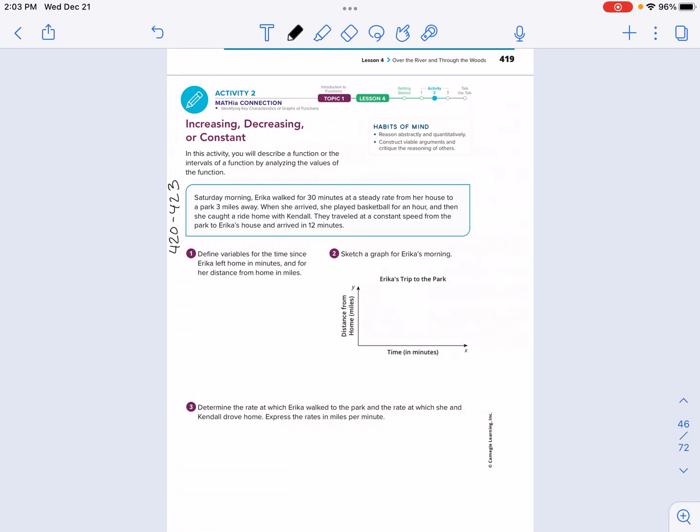All right, we're starting activity 2 on page 420. We'll be going to 423. Pretty much just working on activity 2. In this activity, we'll describe a function or the intervals of a function by analyzing the values of the function.